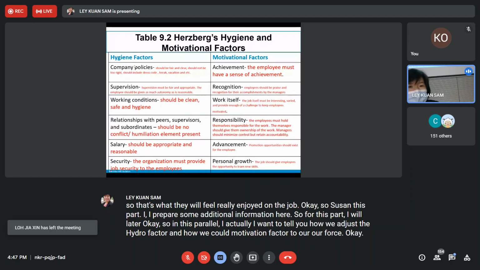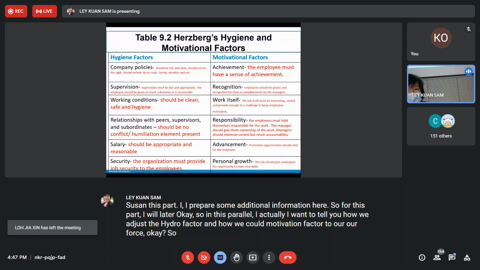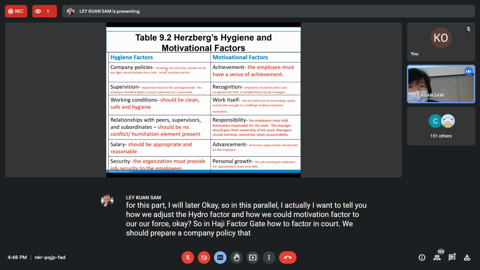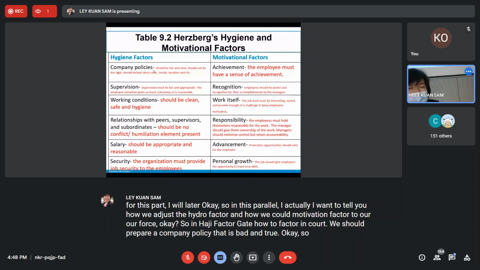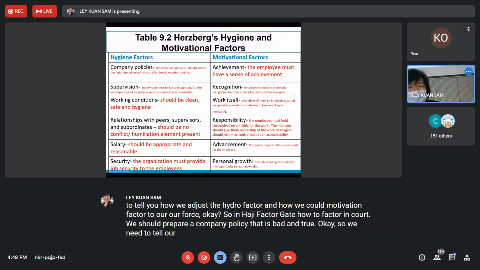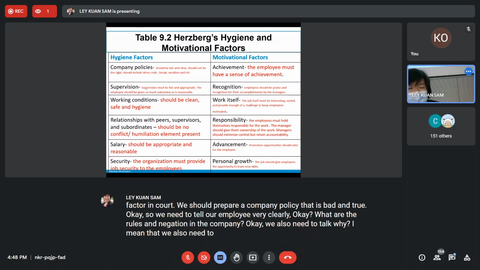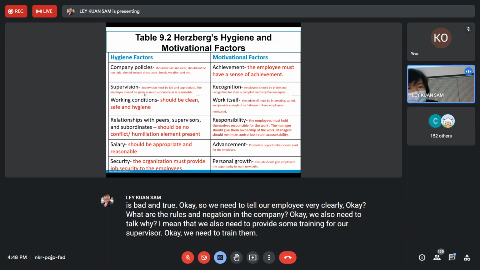In hygiene factors, we should prepare a company policy that is fair and clear. We need to tell our employees very clearly what the rules and regulations in the company are. We also need to provide some training for our supervisors, to train them how to supervise our workers.